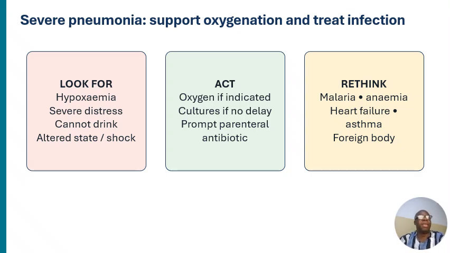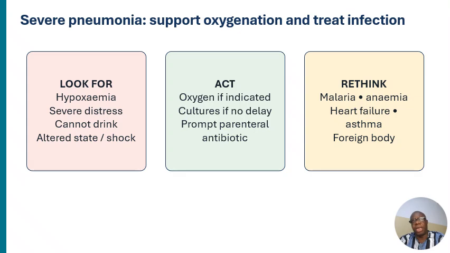For severe pneumonia, you must look beyond cough and fever. Ask whether the child is hypoxemic, has severe respiratory distress, cannot drink, or has altered level of consciousness or shock. Look for complications such as effusion, empyema thoracis, pneumothorax. Okay, support oxygenation and ventilation first.